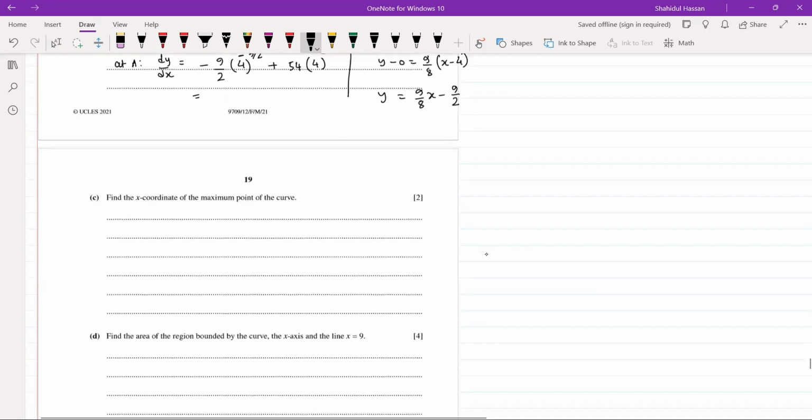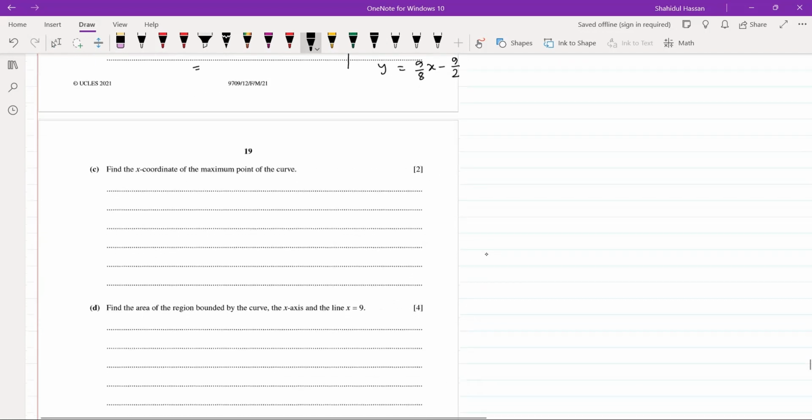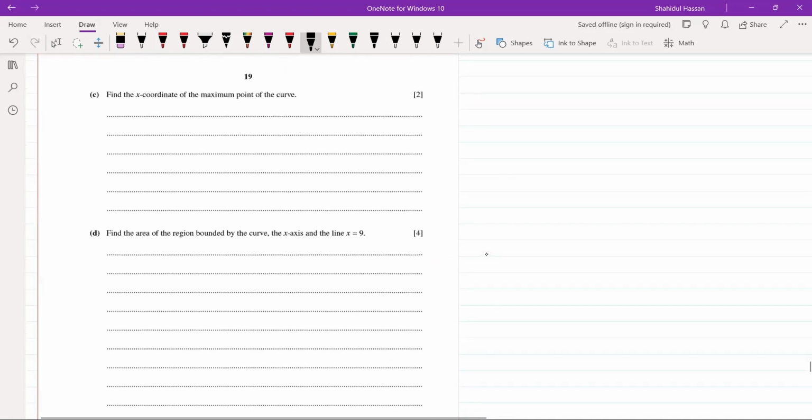Yeah, so we're done with this. Let's go to the next part. Find the x-coordinate of the maximum point of the curve. Now at maximum point, we know that dy over dx is equal to 0.